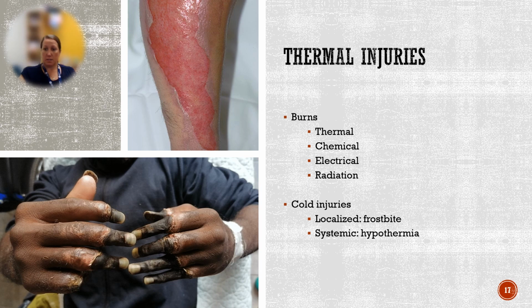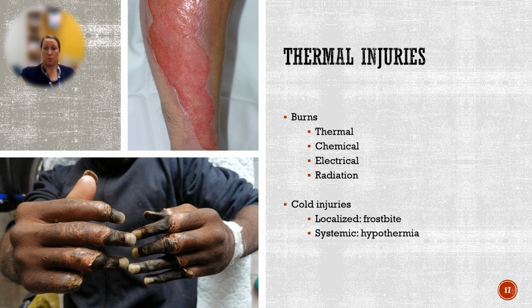So here you can see some thermal injuries. First we have burns. Injuries that result from direct contact or exposure to any thermal, chemical, electrical, or radiation source are termed burns. You can see a burn in the top image there.